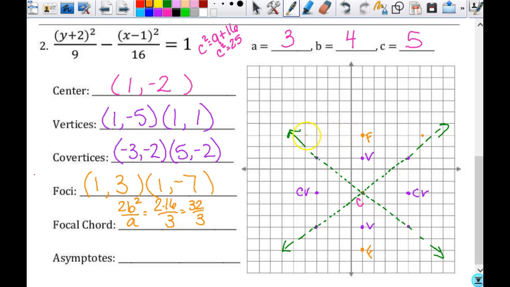1, 2, 3, 4, 5 1/3. And then do the same thing down here. 1, 2, 3, 4, 5 1/3.